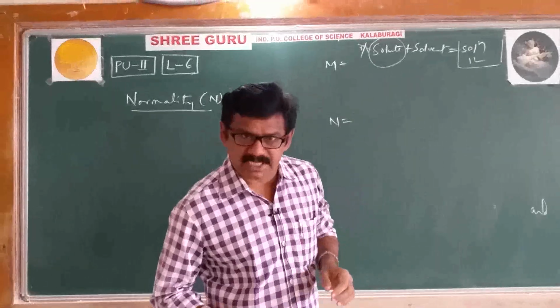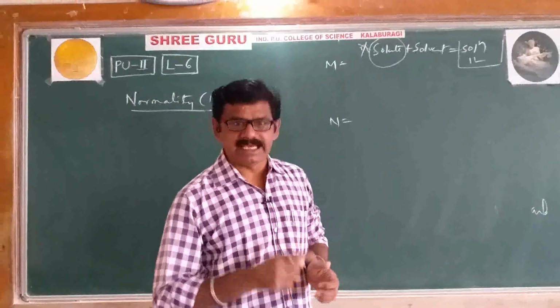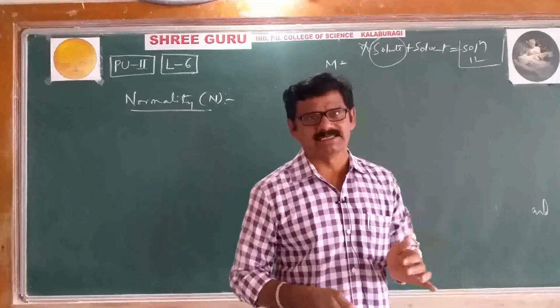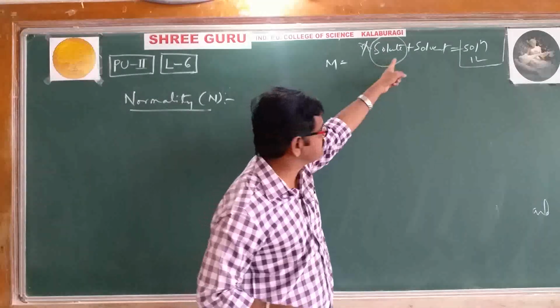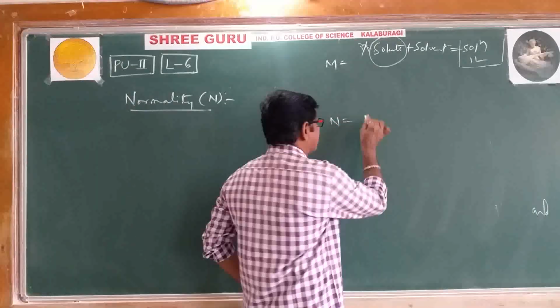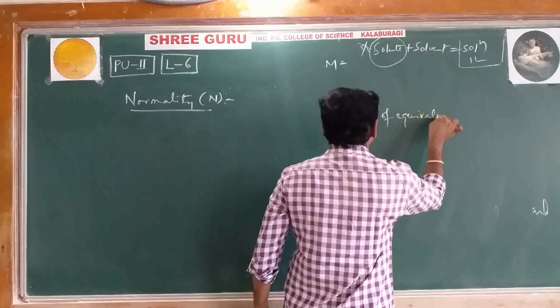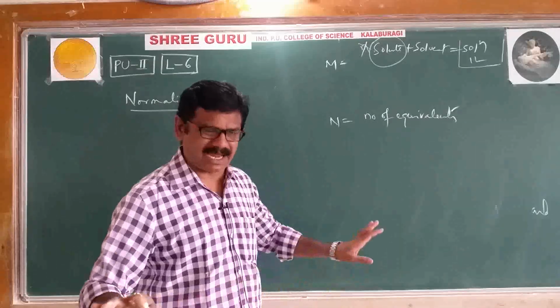The number of moles of solute present in 1 liter of solution is molarity. Instead of moles, it will be replaced with equivalents. That's why normality is the number of equivalents of solute present in 1 liter of solution. We can also say gram equivalents, it doesn't matter.